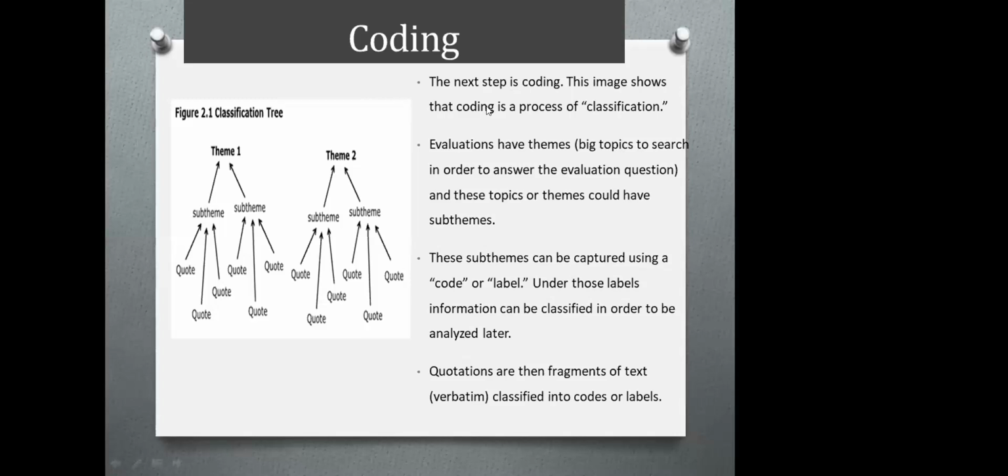This image shows that coding is a process of classification. A good example that I always give in terms of coding: imagine that you have a bale of second-hand clothes. It's a bale of shirts, and within that bale you might have blue shirts, long-sleeved shirts, and linen shirts. So then you are able to tear up the bale, and then of course pre-select.